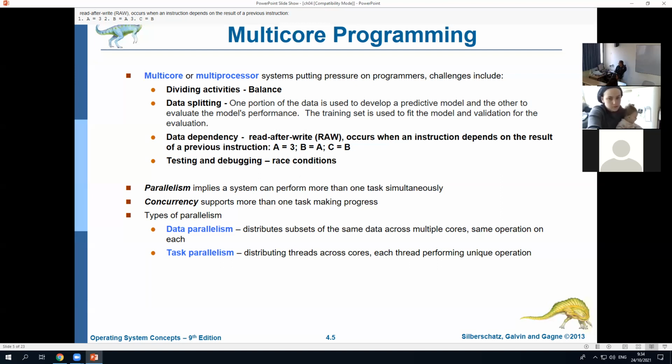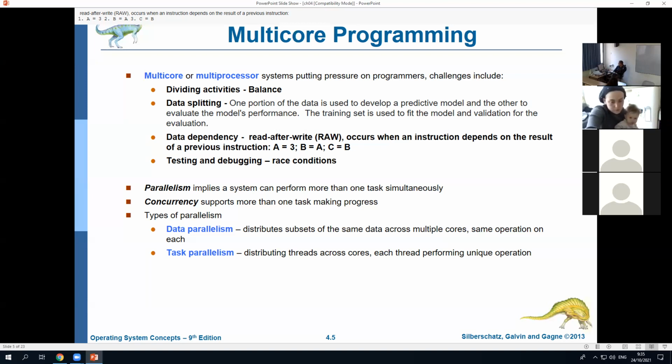Now here I want a certain order: A equals 3, and then B equals A, and then C equals B. I'm saying this is a challenge to multi-threaded because if I do this simultaneously, with one thread doing A equals 3, one doing B equals A, and one doing C equals B, I don't know what result I'm going to get. I don't know which will finish before the other. The order is important in this case, but when I do things in parallel, I lose all control over the order.